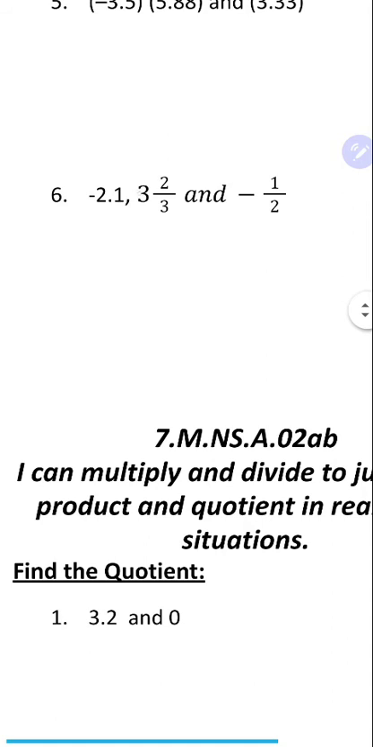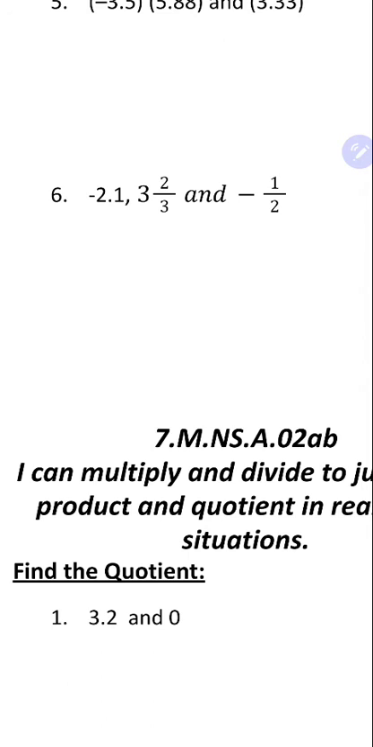Same thing here. You have 2.1 times 3 and 2/3 and negative a half. Okay, make sure that you're leaving the 3 alone, and you're going to divide the numerator by the denominator to see what is going to be your decimal. Here, same thing. I already told you what a half is.